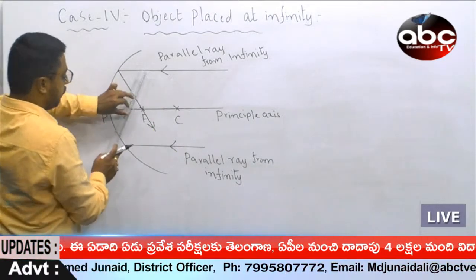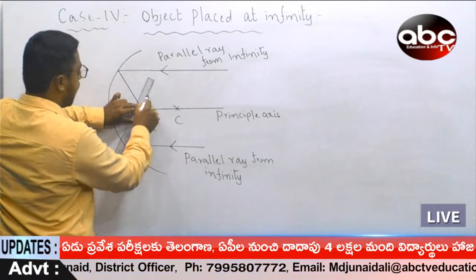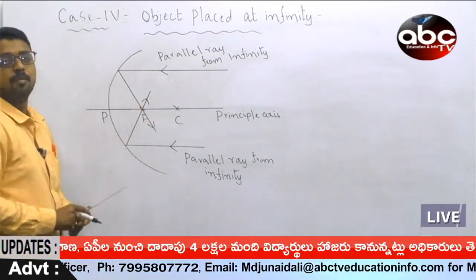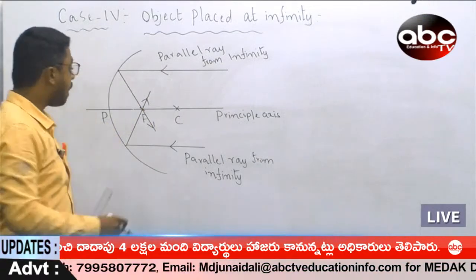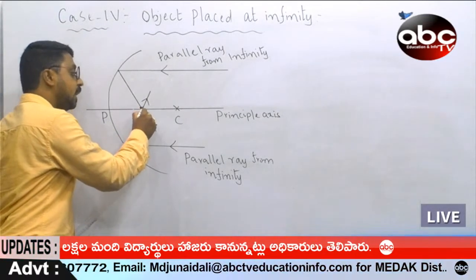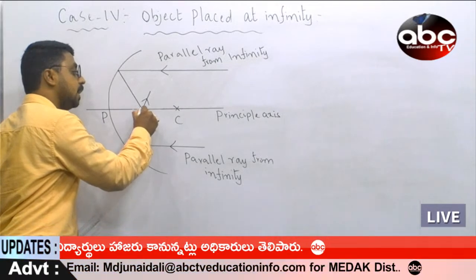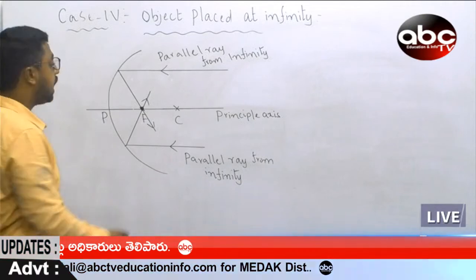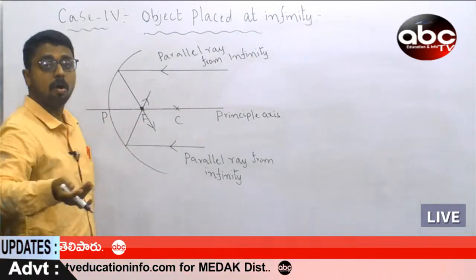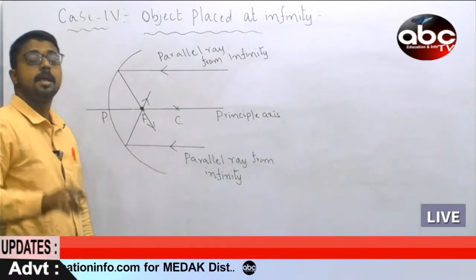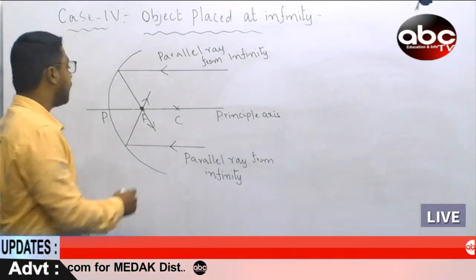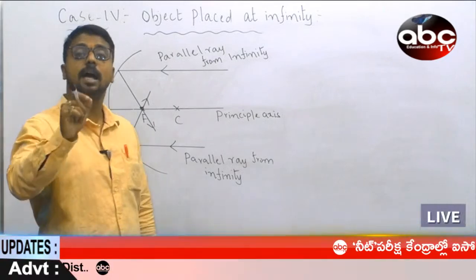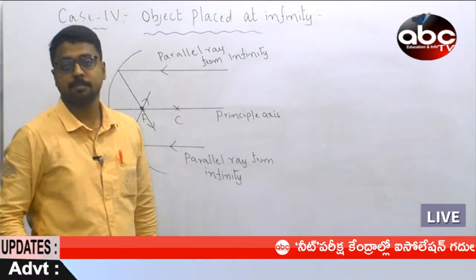Even this ray also passes through the focus. So you observe here where the intersection is going on. The intersection is going on exactly at the focus. The ray which is coming from upside and the ray which is coming from downside are coming exactly and intersecting on the focus. Focus daggara avi intersect avutunnai. Right, Amma?